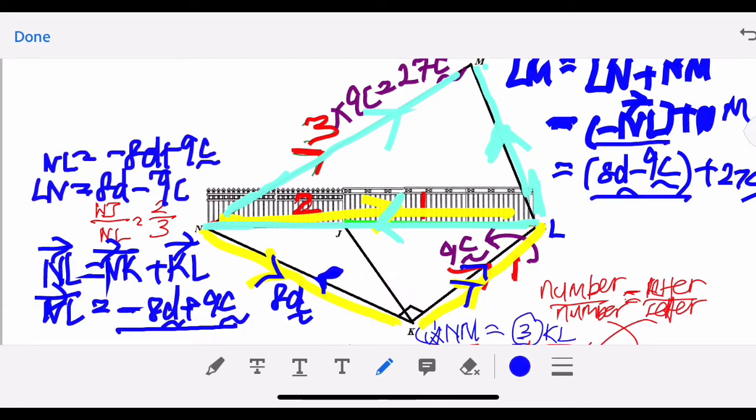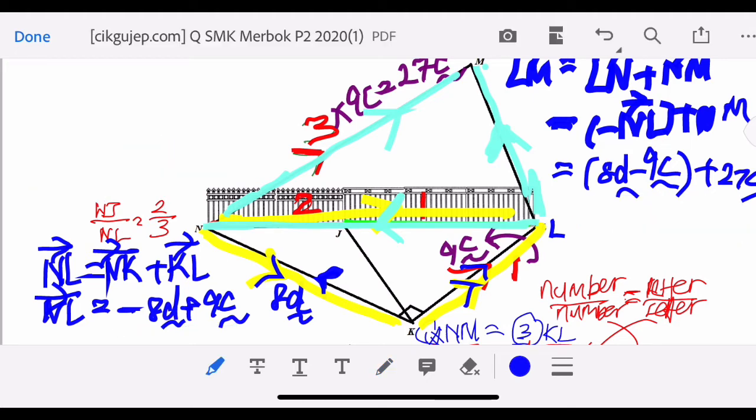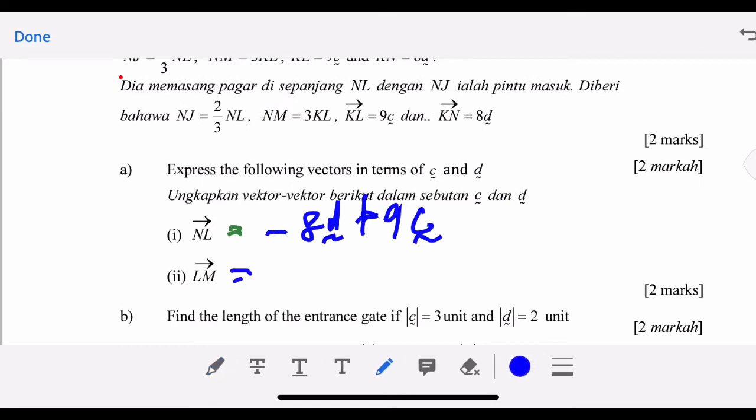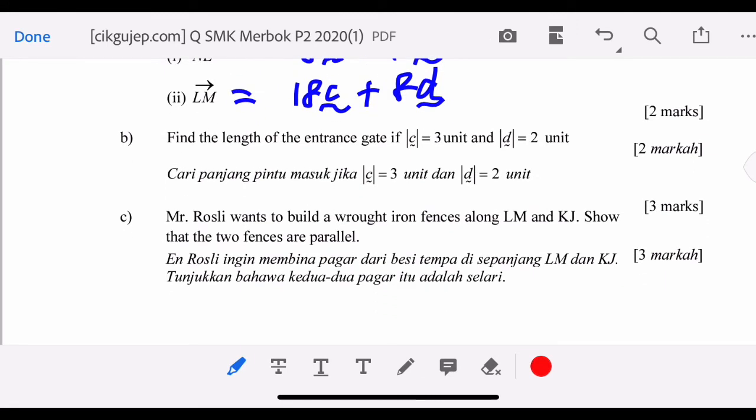Alright, now I'm going to simplify the vector by looking at negative 9C plus 27C. They are like terms, so I have to take 27 minus 9. Now you can write down 18C plus 8D. We always want alphabetical order, so C comes first before D, but it's okay if you don't want to write so. So I have solved the vector for LM.